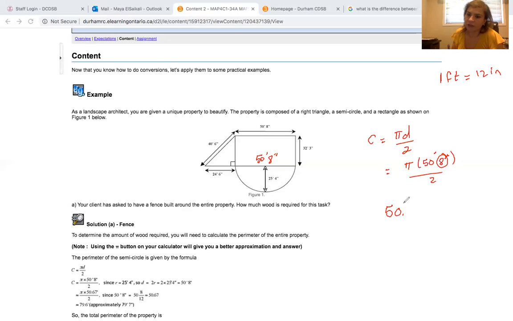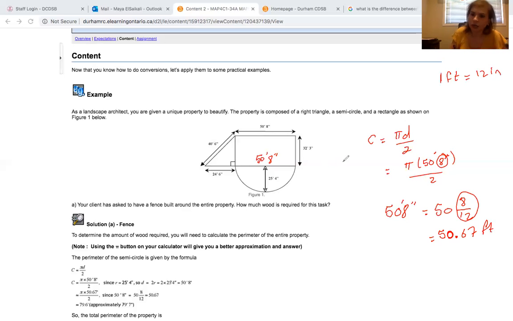So you have the 50 feet, 8 inches. You're going to convert that 8 inches to feet. So you're going to do 50, and then 8 over 12. You calculate what 8 over 12 is, and that's going to be 0.67. That means your measurement in feet is 50.67. So 50 feet and 8 inches is 50.67 feet.